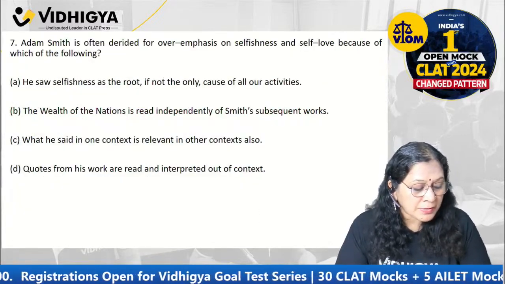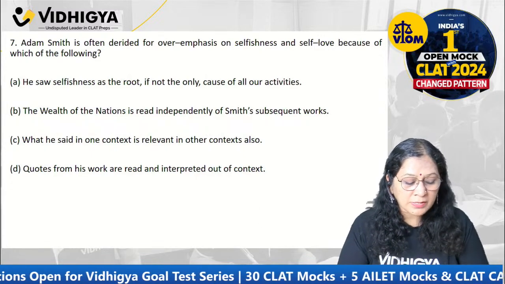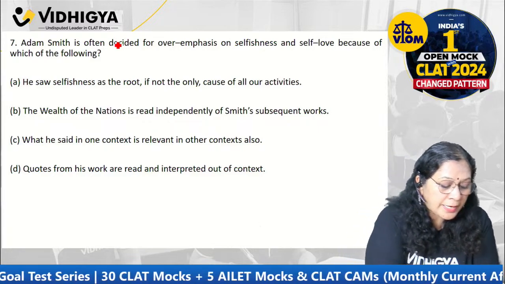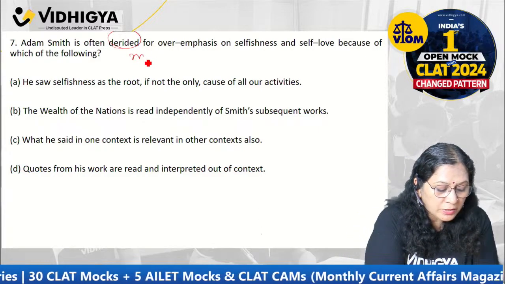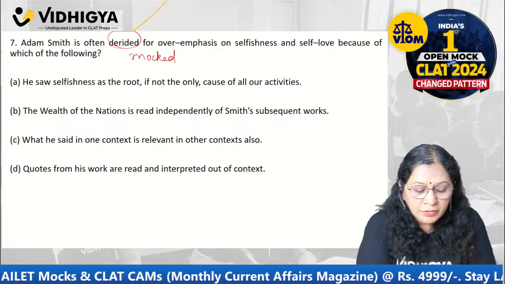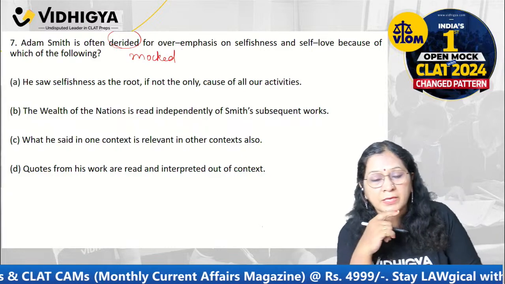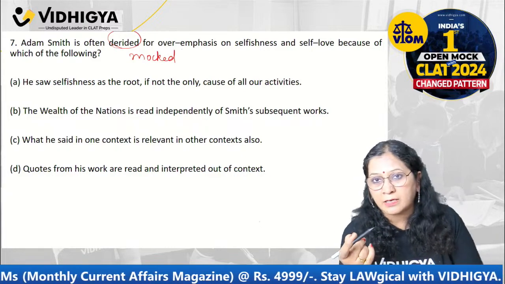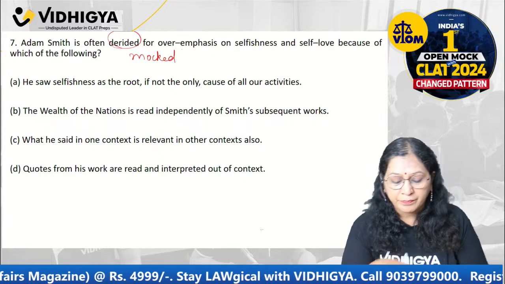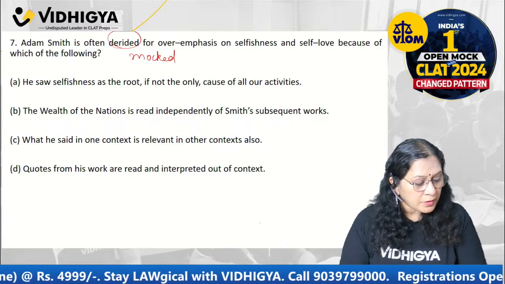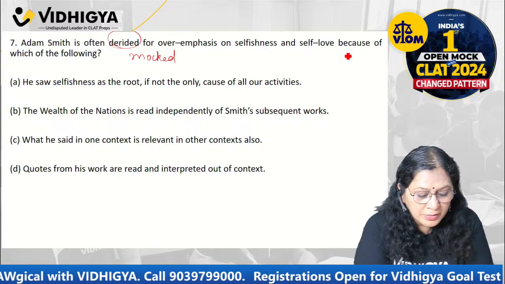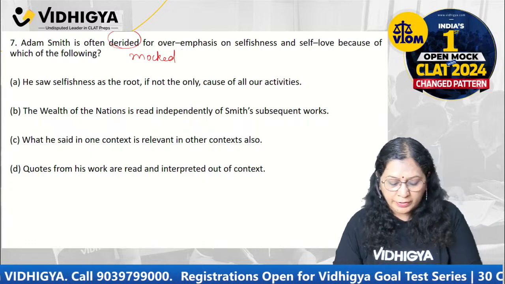Seventh, Adam Smith is often derided for overemphasis on selfishness and self-love, because of which of the following? Derided is mocked. For overemphasis on selfishness and self-love, हमने वो example of the baker क्या था ना कि वो bread क्यों sell करेगा? Because he needs the money also. And why do we buy it? Because we need bread to eat. In that way. So he is often mocked for overemphasis on selfishness and self-love, because of which of the following?